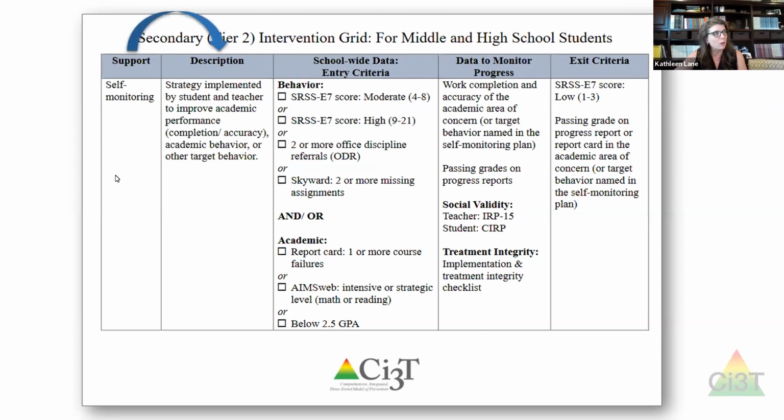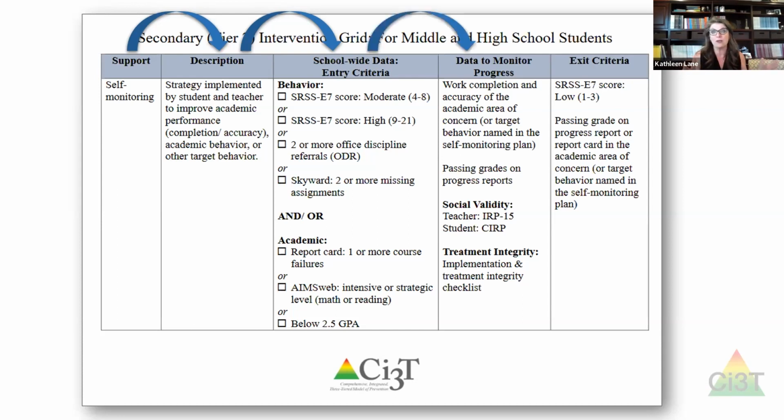Self-monitoring, you would define what we mean by that. And here's the game changer. This is how screening comes into play. Rather than it being a referral or a teacher nomination, we're literally going to look 3 times a year to see who might benefit from that. So that column specifies the entry criteria to say, kids who meet these entry criteria might benefit from this extra support. So there would be a conversation between a family member, the student, and the teacher to say, this could be a possibility. What do you think?